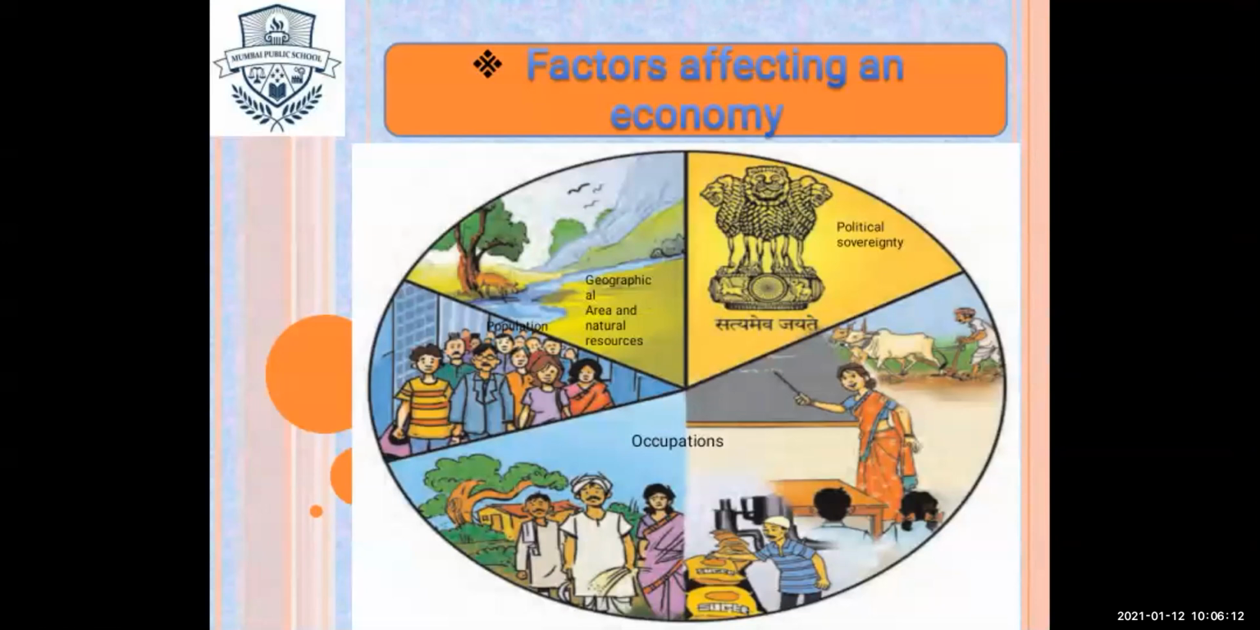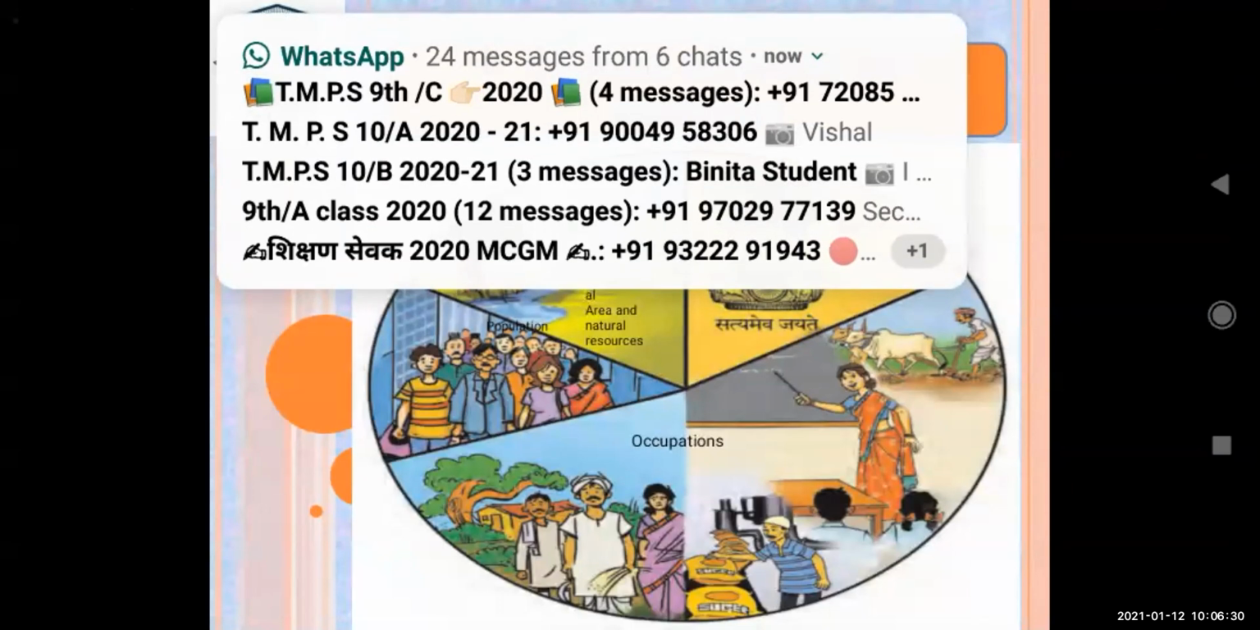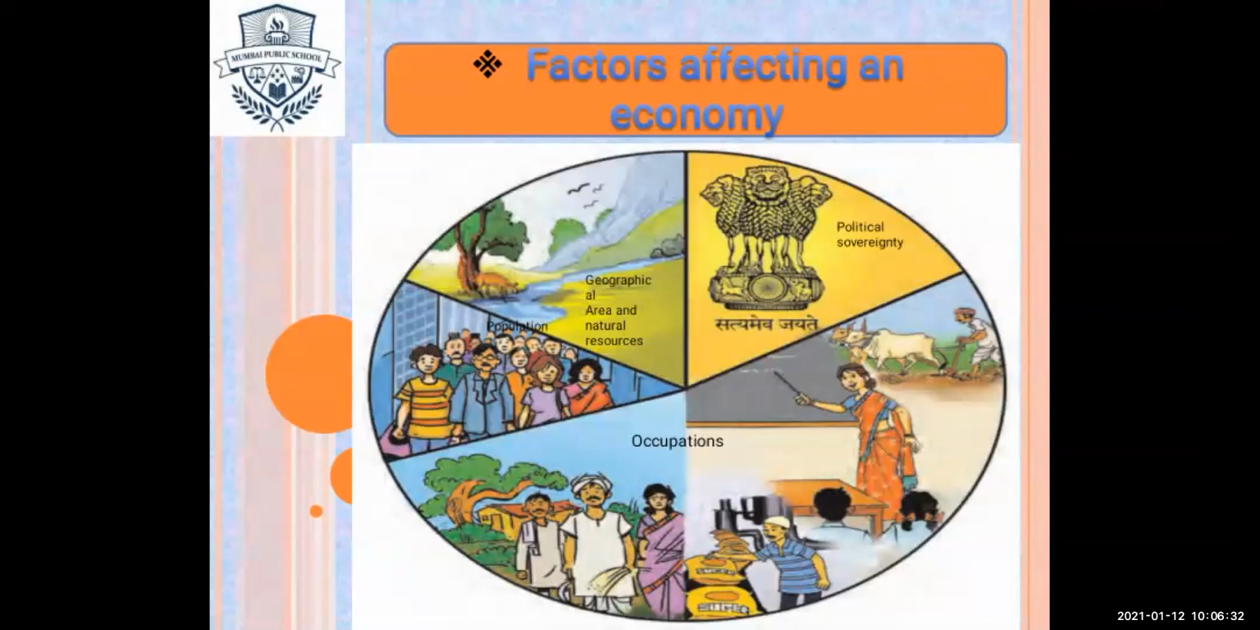Natural resources means land, trees, water. We should manage these things properly, then only we can say the country is developed properly. Whatever resources we have, we have to manage them in a very careful way, then only our economy will be in good condition. So these are a few factors which affect an economy.